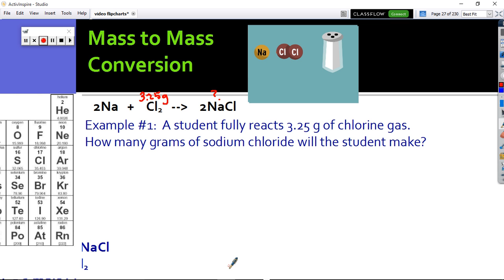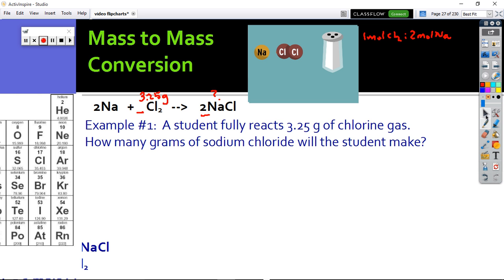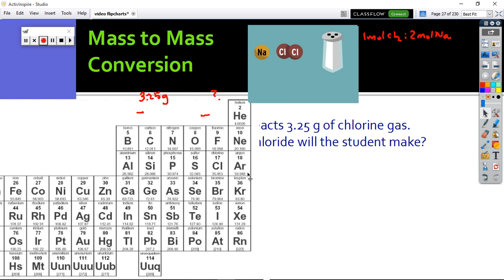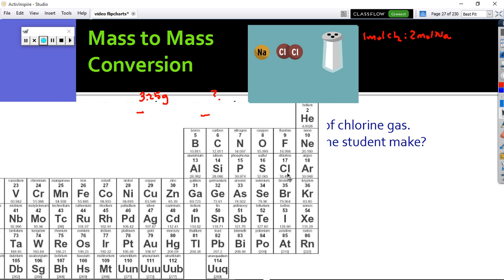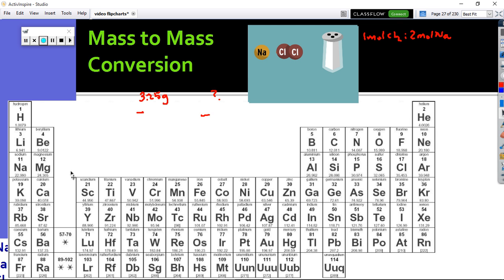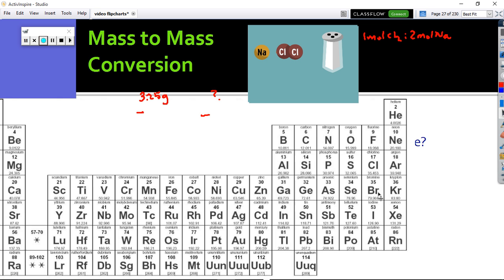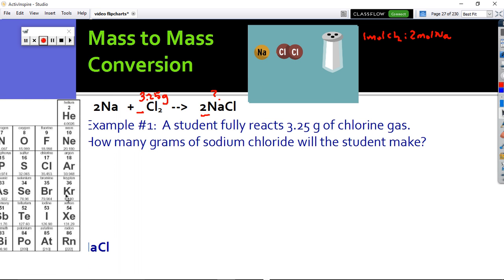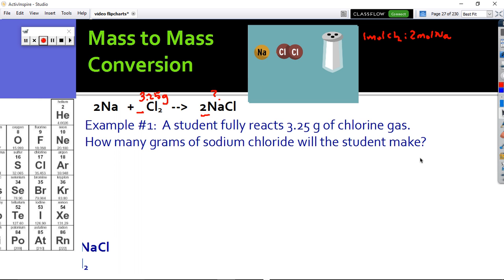Well, what kind of facts do we know, or what kind of conversion factors do we already know about this? Well, for one thing, we know a mole ratio between these two. We know that 1 mole of chlorine will react to give us 2 moles of sodium chloride. What else do we know? Using our periodic table, we can take a look at the molar mass of chlorine and the molar mass of sodium and determine the molar mass of chlorine, Cl2, and sodium chloride, NaCl.